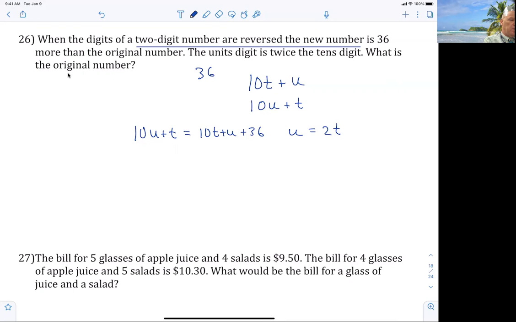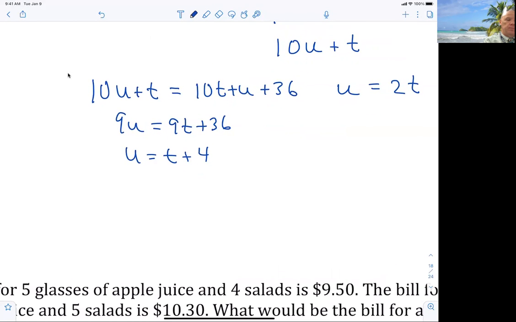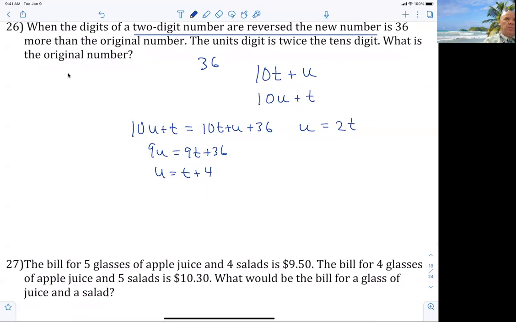Now on this right here, it's just so easy to clean it up. I have 9u equals 9t plus 36. And if I divide by 9, u equals t plus 4. How did I what? There's, right, there's 10u and 1u, right? Everybody good on that? All right, that's a good little review problem right there.